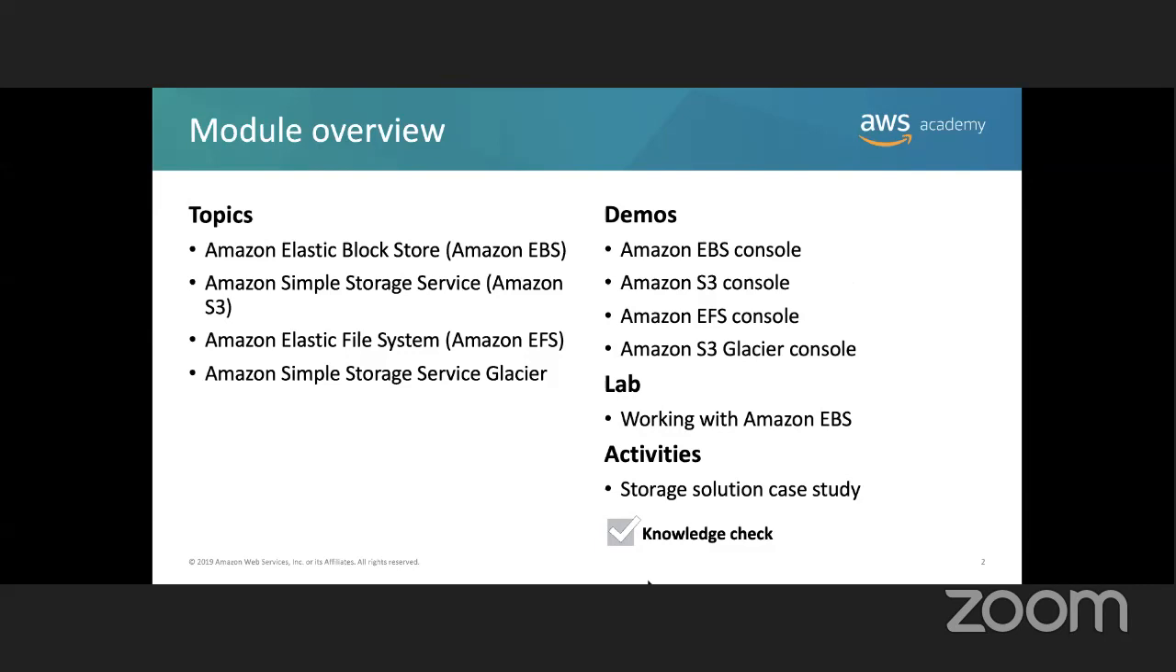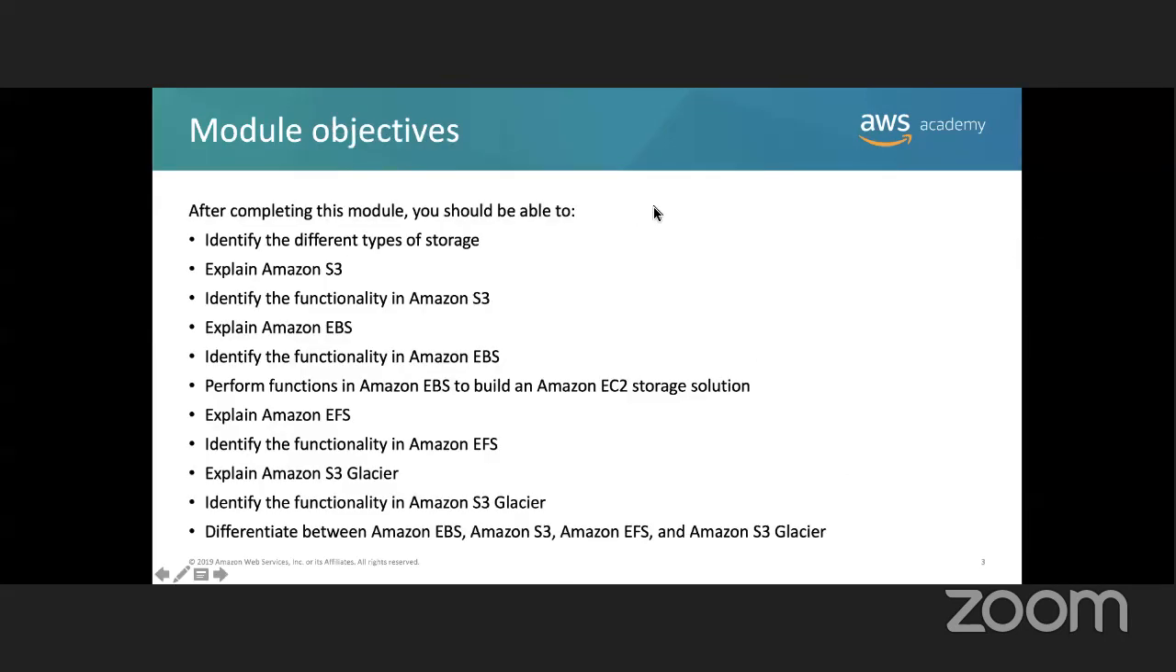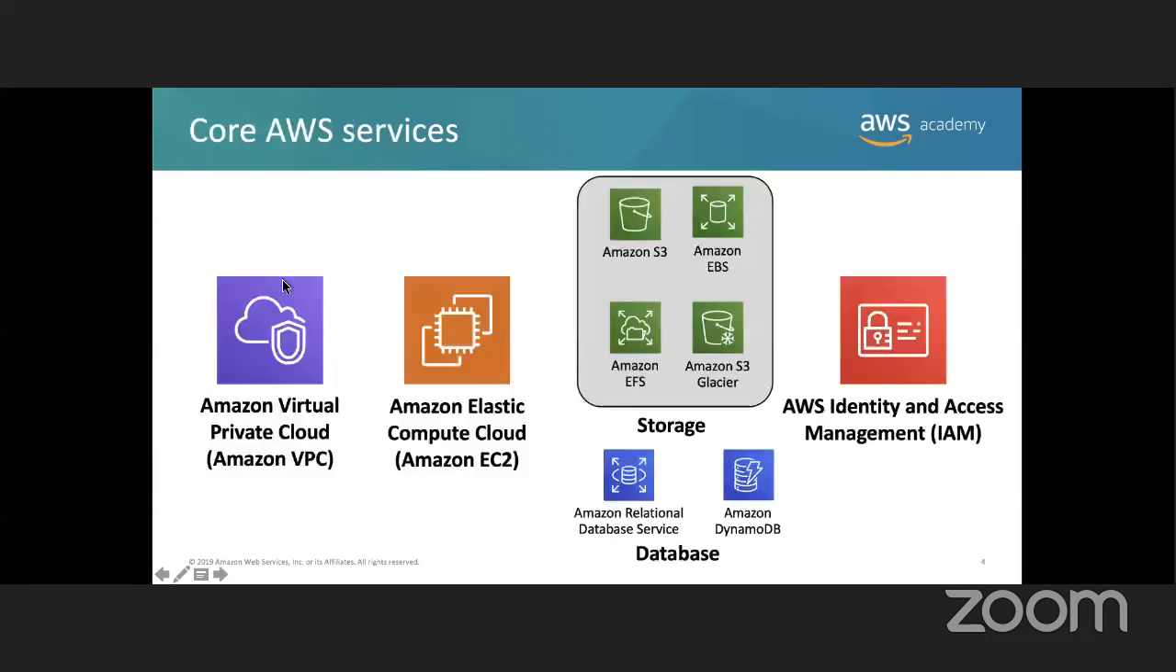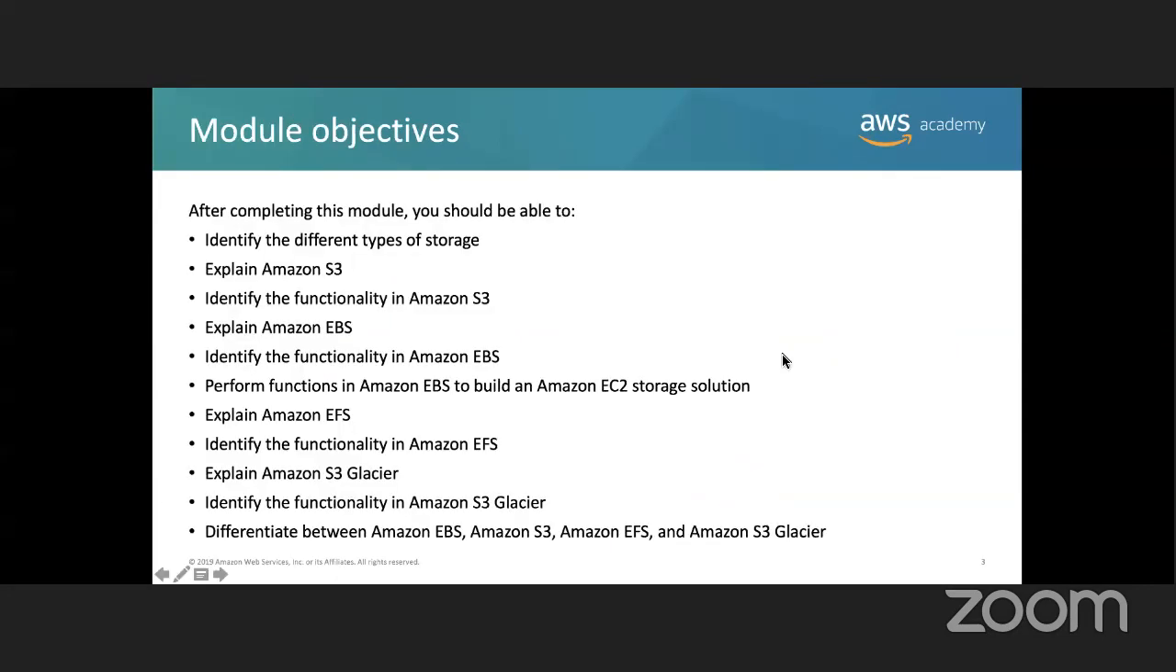Now, after completing this module, you should be able to identify the different types of storage, explain Amazon S3, identify the functionality in Amazon S3, explain Amazon EBS, identify the functionality in Amazon EBS, perform functions in Amazon EBS to build an Amazon EC2 storage solution, explain Amazon EFS, identify the functionality in Amazon EFS, explain Amazon S3 Glacier, identify the functionality in Amazon S3 Glacier, and differentiate between Amazon EBS, Amazon S3, Amazon EFS, and Amazon S3 Glacier.